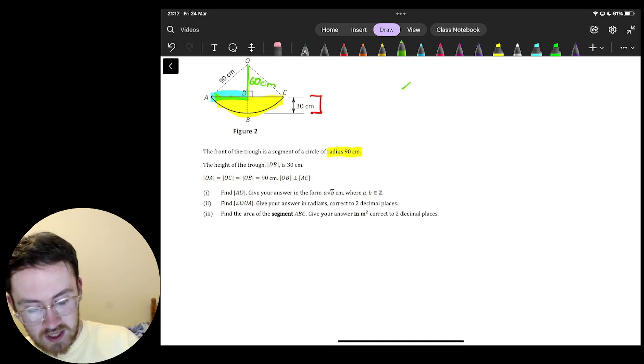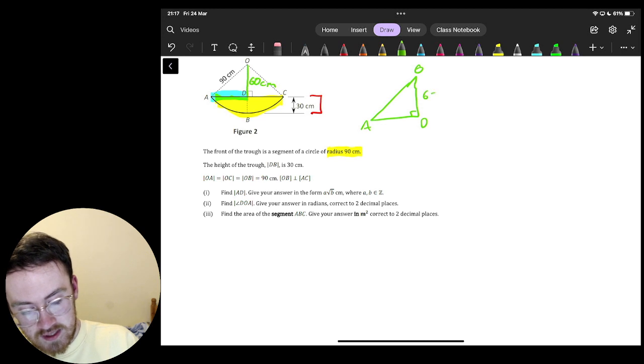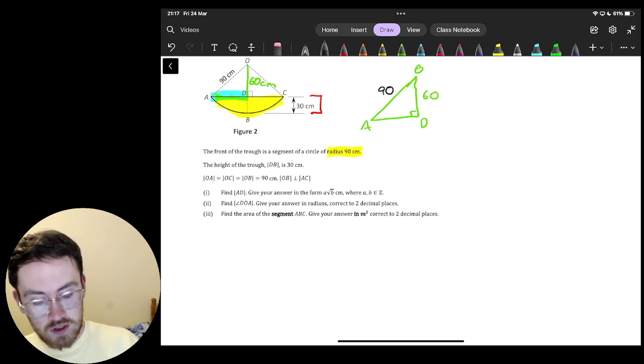If we take this triangle out to the side here, so OAD with my right angle, this is 60, this is 90, and AD is what we're looking for. So we can use Pythagoras then.